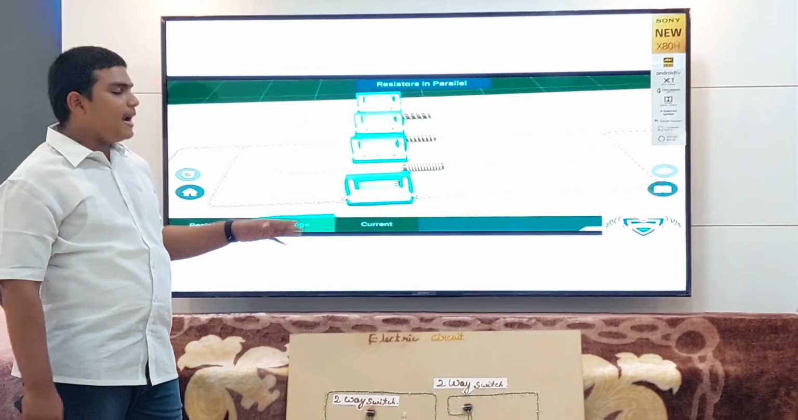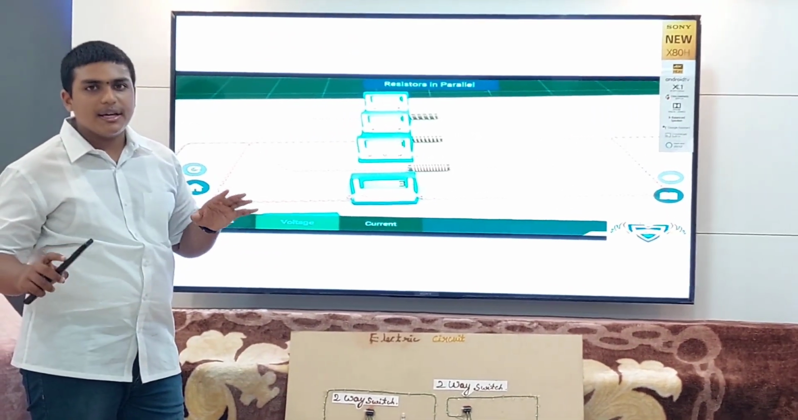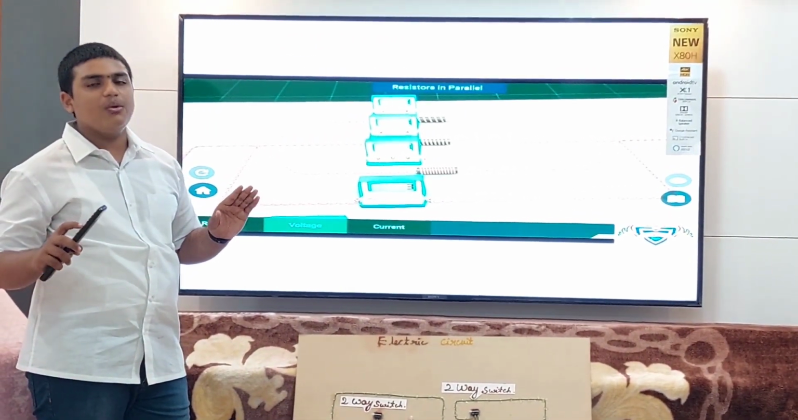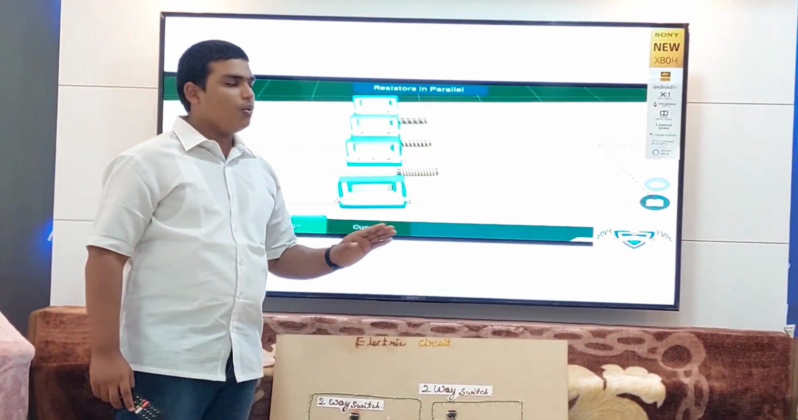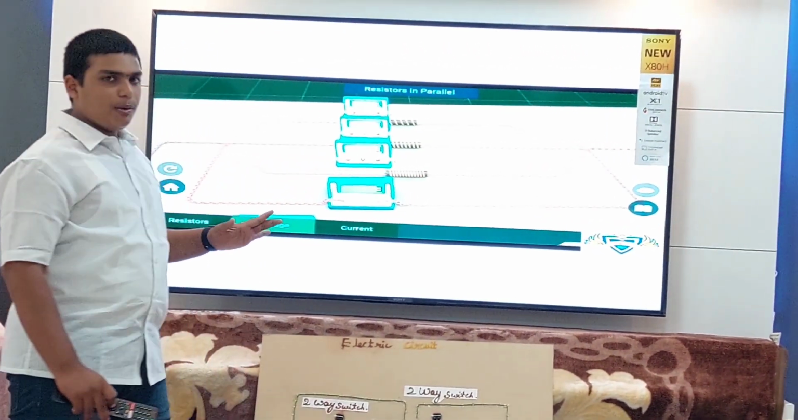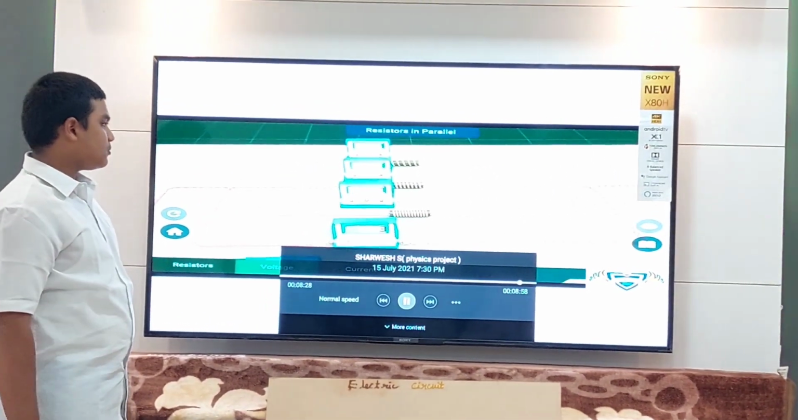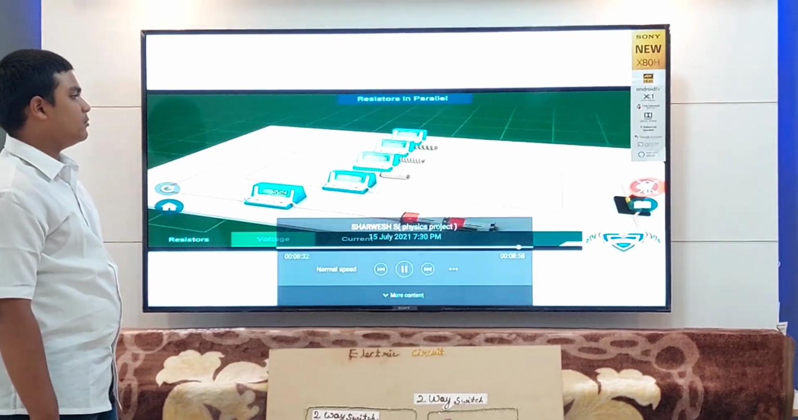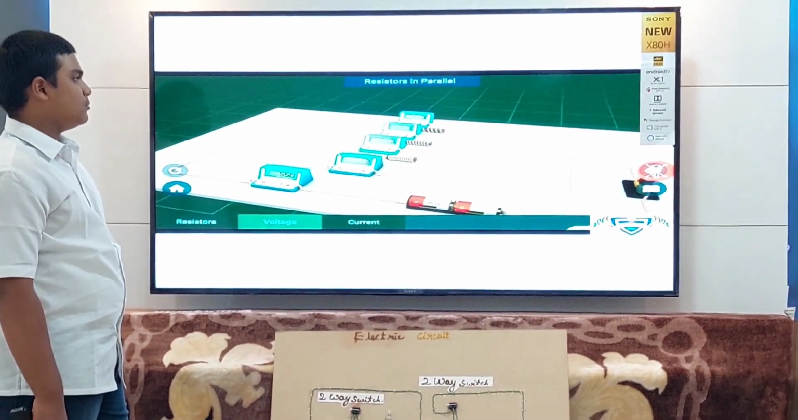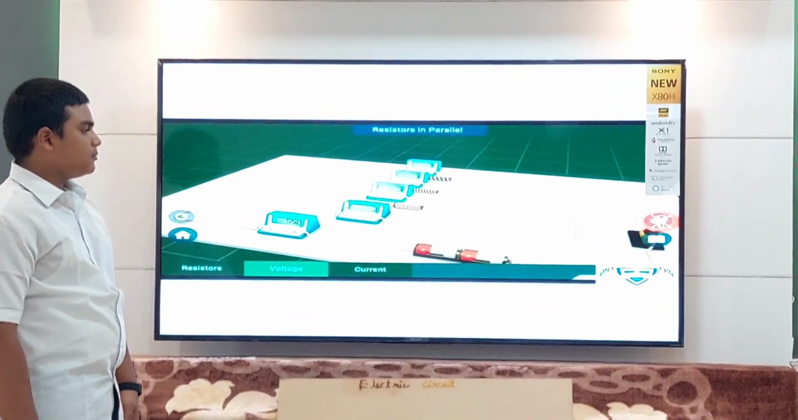Why? Because the battery consists of 9 volts, so we have taken 3 volts for each resistance. In a parallel combination of resistors, the voltage is the same across every resistor. Vary the resistance of all three resistors and cross-verify.